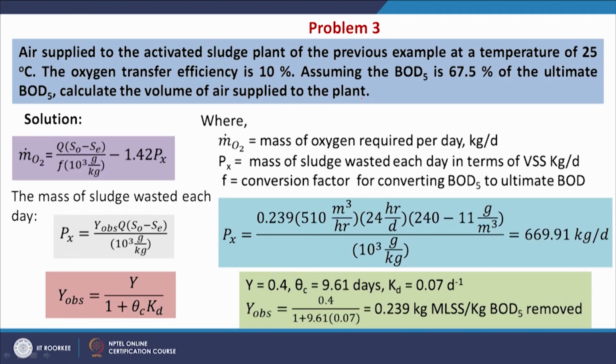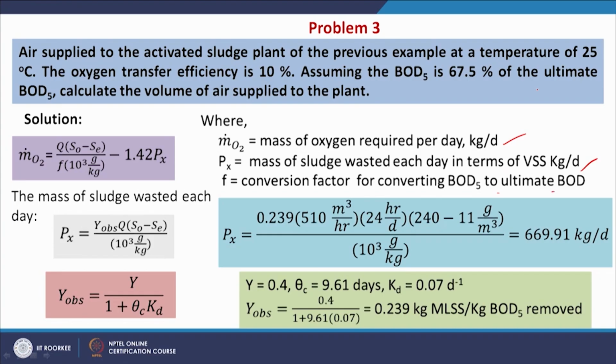So, this is a problem of aeration, basically activated sludge process. How much air is required, that we have to calculate, and in this case we have that formula: m_O2 equal to Q into (S_0 minus S_e) by f into 10 to the minus 3, that is unit conversion gram to kg, minus 1.42 into P_x, where m_O2 is mass of oxygen required per day, kg per day, and P_x is the mass of sludge wasted each day in terms of VSS in kg per day, and f is the conversion factor for converting BOD5 to ultimate BOD, which is given in the statement, that is equal to 67% of the ultimate BOD.